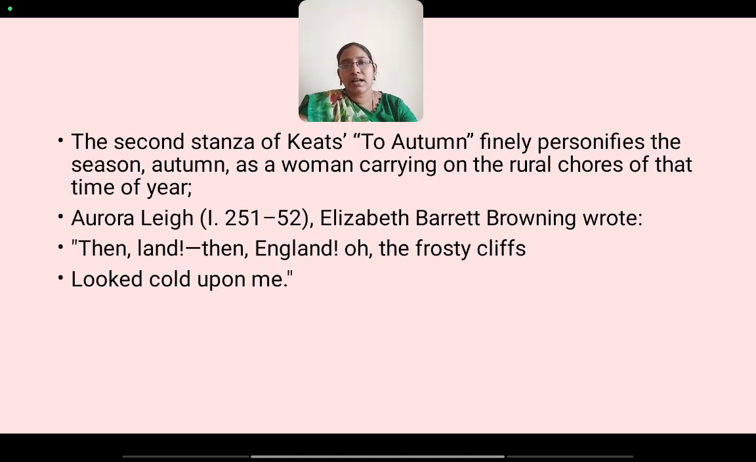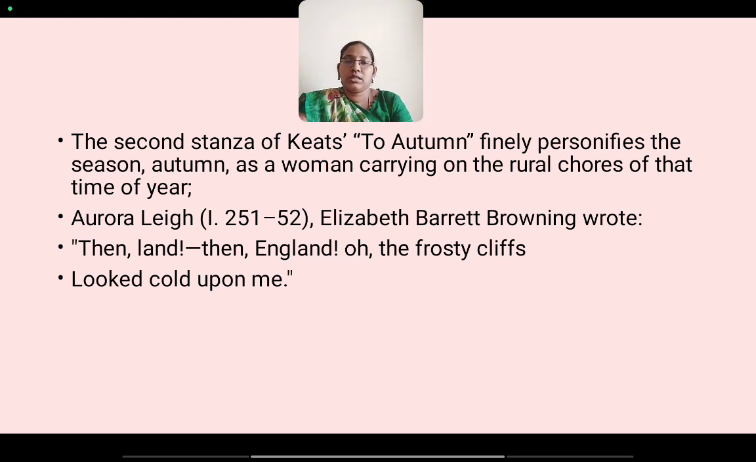We have another example here, taken from Keats' poem To Autumn. In the second stanza we find Keats personifies the season autumn as a woman carrying on her rural course of the year, like a rural woman who is just doing her work. For example, in the rainy season she will be doing some work, in the summer season she will be doing some work. So he personifies autumn, an abstract thing, as a woman carrying on her rural course.